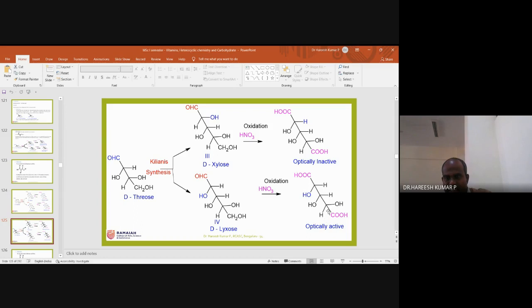Whereas this moiety does not have a plane of symmetry. Plane of symmetry means again an imaginary line passing through this carbon atom. If it is passing through this carbon atom, this part as well as this part are different, and it exhibits optical activity. Is it clear?